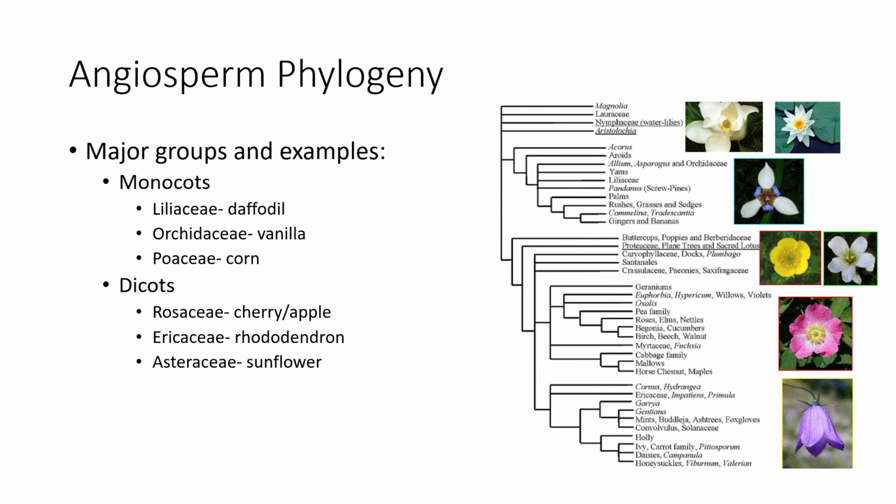The dicots are pretty much everything that's not the monocots, making it a paraphyletic group when you include magnolia, but a monophyletic group when you call it the eudicots and start with buttercups. These are going to contain the cherries and apples of the Rosaceae, or rose family, the rhododendron and the blueberries of the Ericaceae, and the sunflowers of the Asteraceae, which we know as the daisy family.